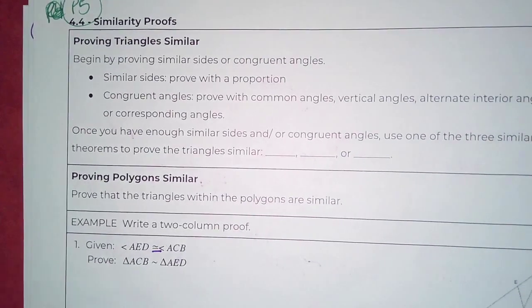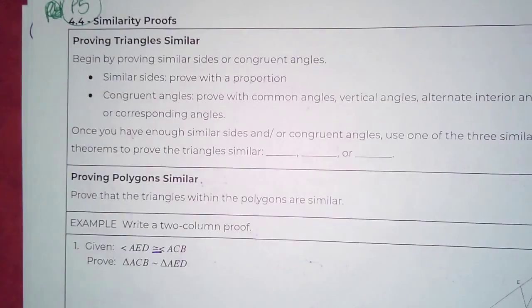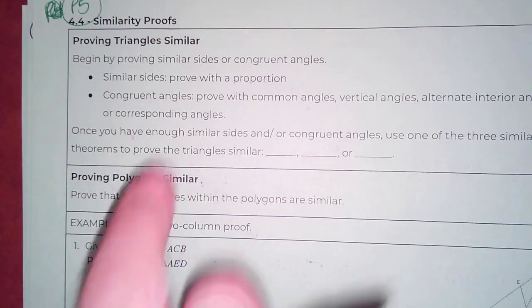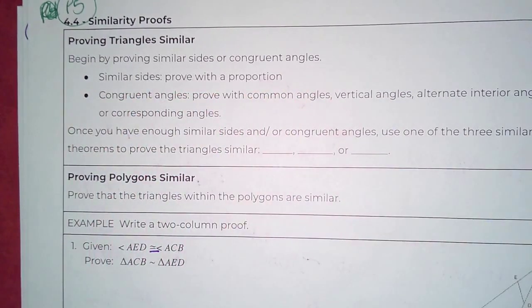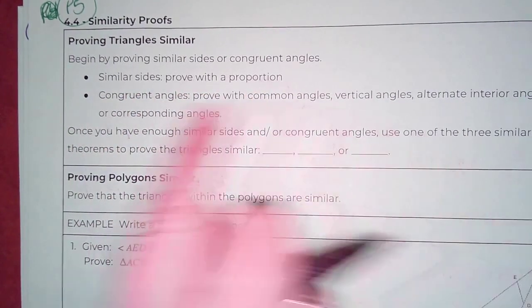So let's begin by talking about how we can prove triangles are similar. In order to prove that the triangles are similar, we have to use one of those three theorems. So if we're using sides, then we have to prove that the sides are proportional. So similar sides prove with proportion. So two ratios, setting them equal.